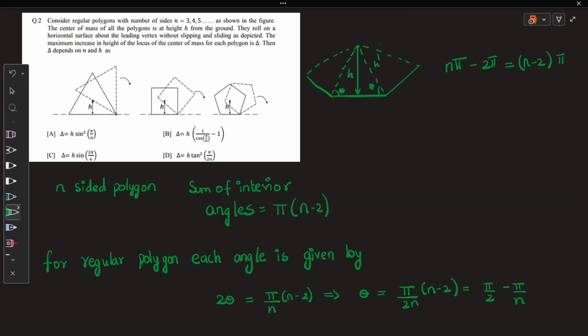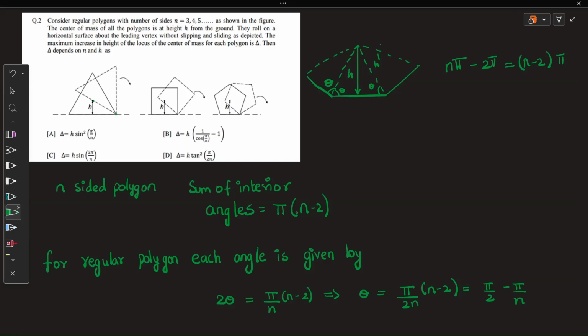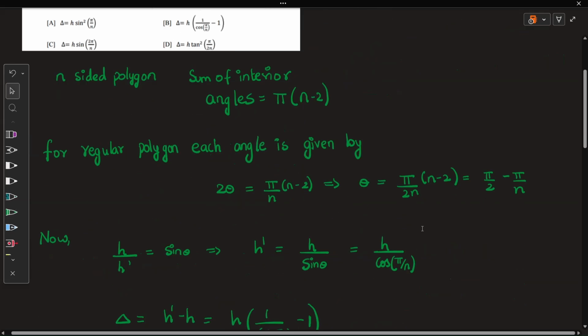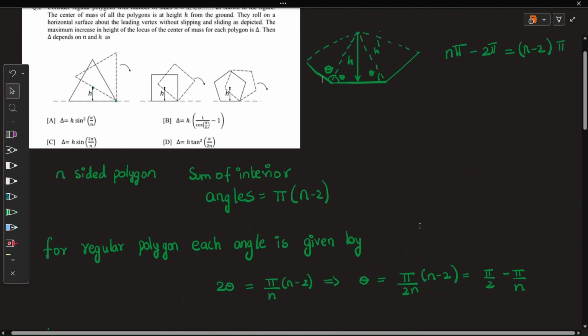Now, as it is a regular polygon, this is also theta. Each and every triangle is congruent. So this 2 theta is nothing but this divided by n. So I'm just dividing it by each vertex, so dividing it by n. So 2 theta is nothing but pi by n into n minus 2. So I get theta as pi by 2n into n minus 2. At last, I get pi by 2 minus pi by n.